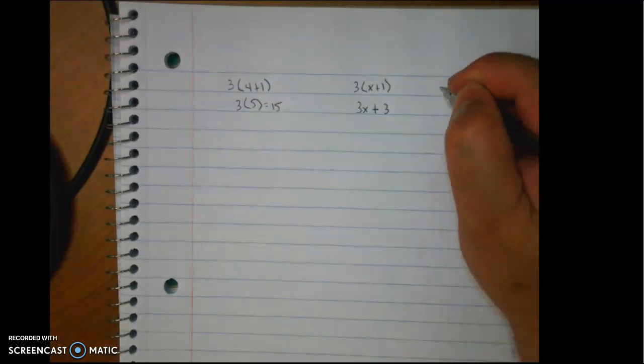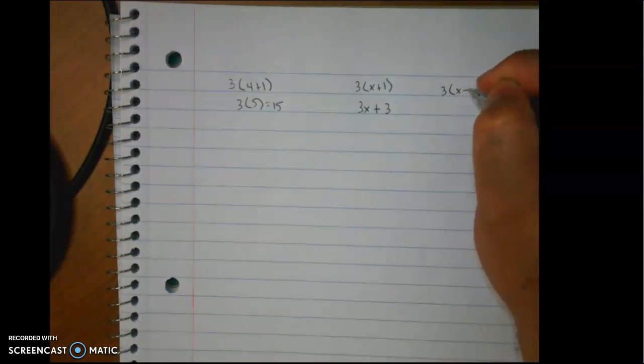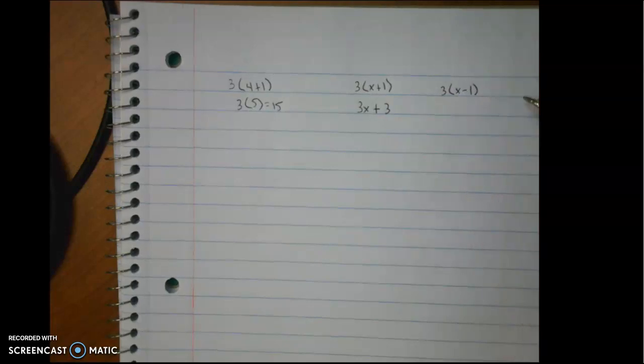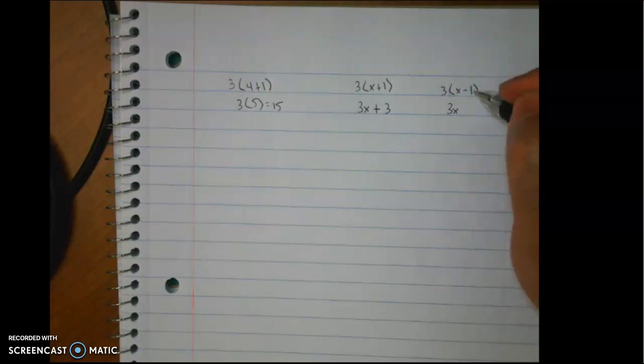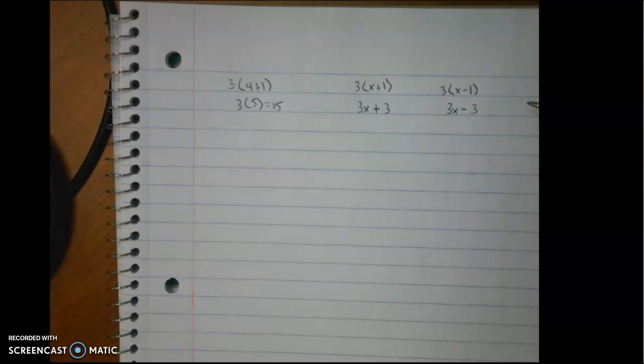Or if we had 3 times x minus 1, we'd do much the same. 3 times the first value, 3x. Again, 3 times 1 is still 3, but this time there's a subtraction sign in between. So we have 3x minus 3.